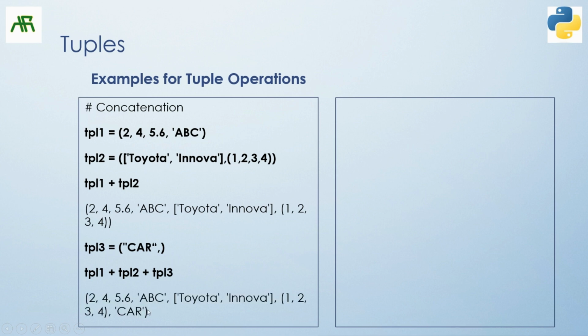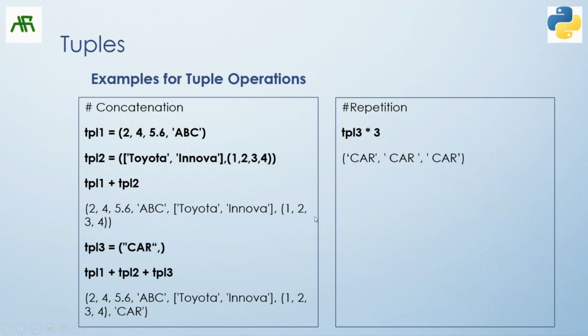I have a new tuple with the last string being added here. Since the elements of a tuple are immutable, I'm able to add car as a third tuple here. Otherwise, I will not be able to reassign values for TPL1 or 2 or 3 here. You have to remember that.